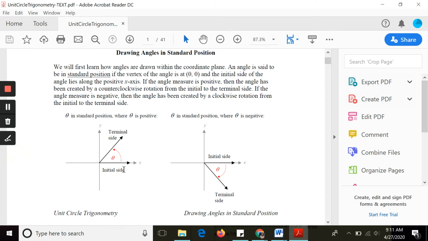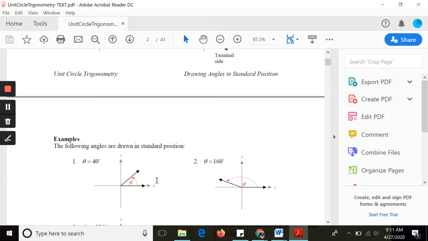The quadrants are also numbered in the anti-clockwise direction. And here this is the initial side, this is the terminal side. If you measure the angle in this direction, it's going to be negative.